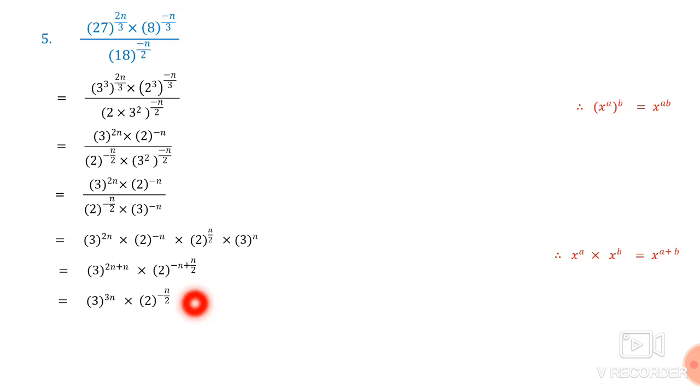Now we can convert this negative exponent into positive exponent by shifting it into the denominator. So our final answer is 3 exponent 3n upon 2 exponent n upon 2. To solve this minus n plus n upon 2, you have to take LCM. You have to make the denominator same first and then simplify. You have learned it in previous classes.